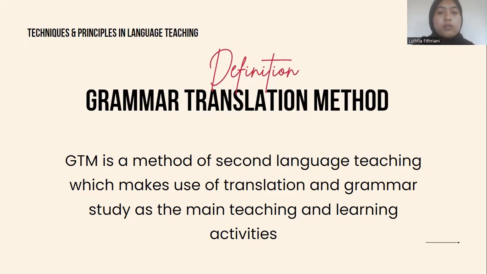Grammar translation method was also known as the classical method. It's a method of second language teaching which makes use of translation and grammar study as the main teaching and learning activity. So basically, grammar translation method was used to teach reading comprehension in the foreign language. So the goal of grammar translation method is to help the student to be able to read and understand the literature written in the target language.